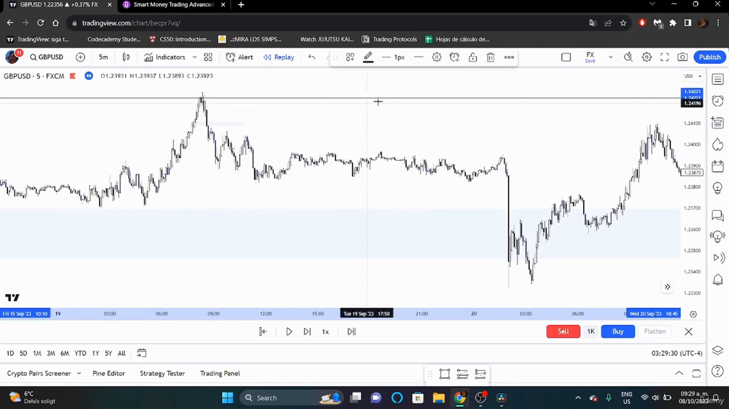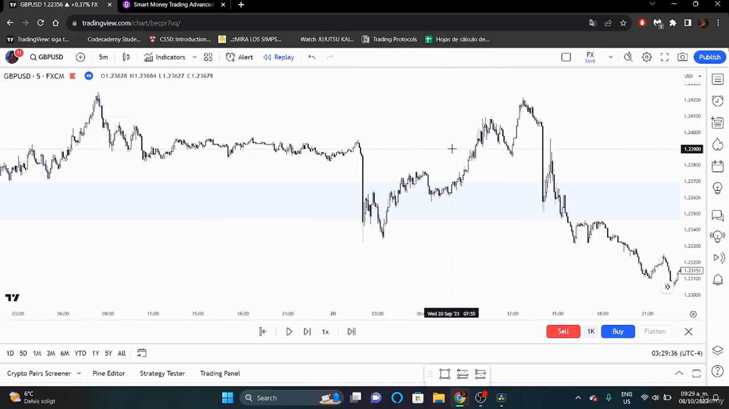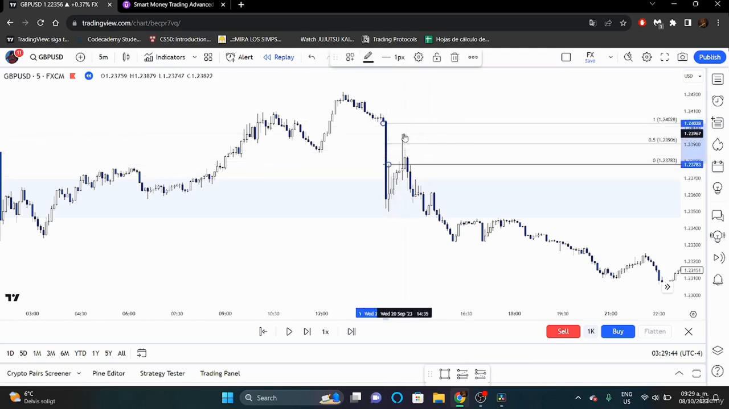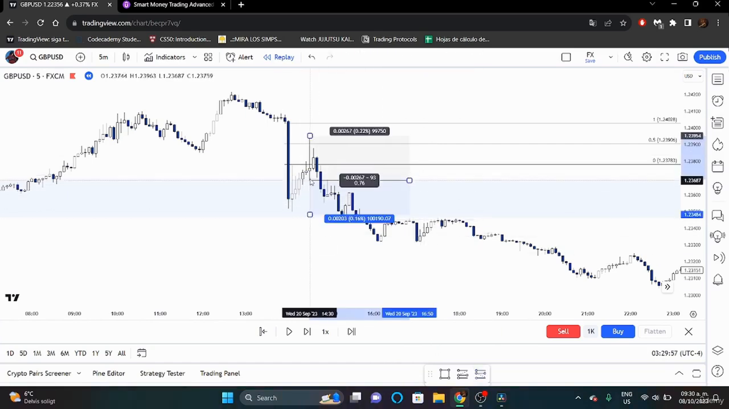Here's our propulsion block right there, almost. Then we go lower, we tapped into it, we want to see 50% left open, taps, goes lower. After going lower, what do we have here? We have a displacement, fair value gap, that's our entry at the order block right there.